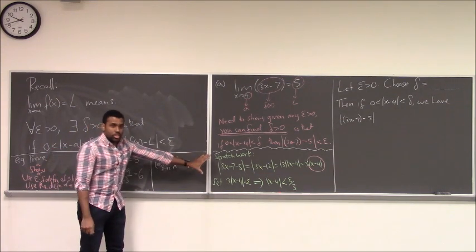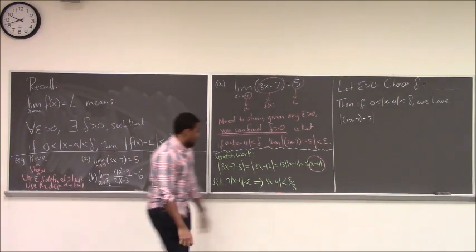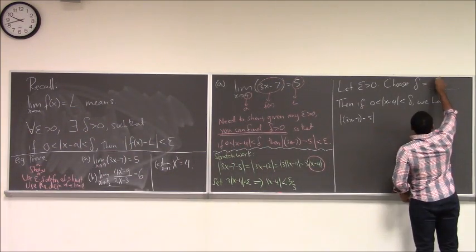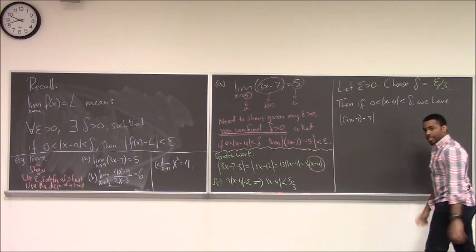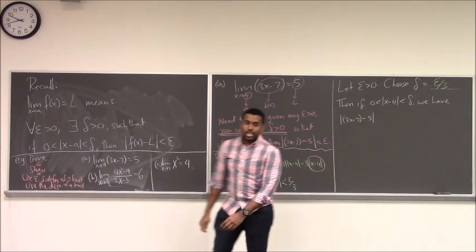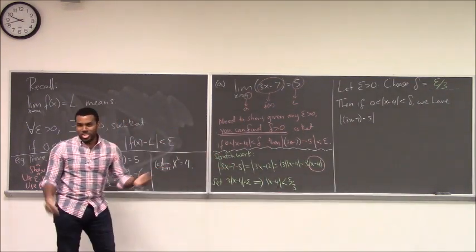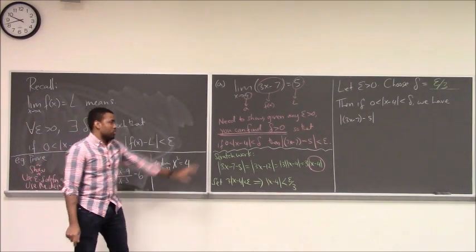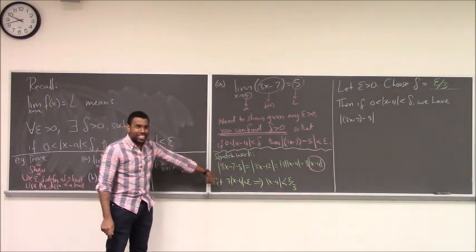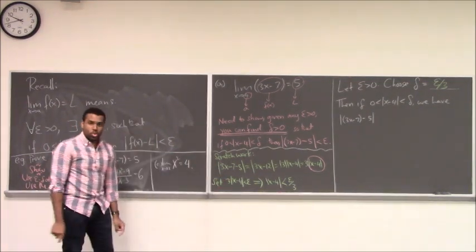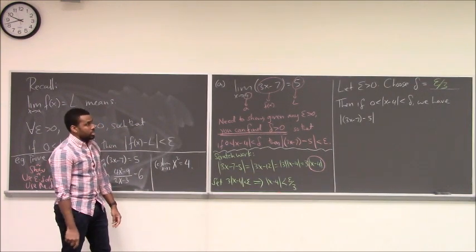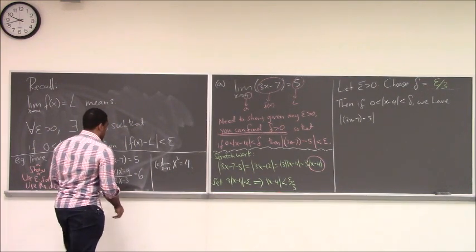So you do this on scratch work, and then you come over here and say, choose delta to be epsilon over 3. Right? So you pretend you knew that all along, you just looked at the problem and you knew what the answer was. No, in reality you went on scratch work and you solved for what it had to be. Okay?